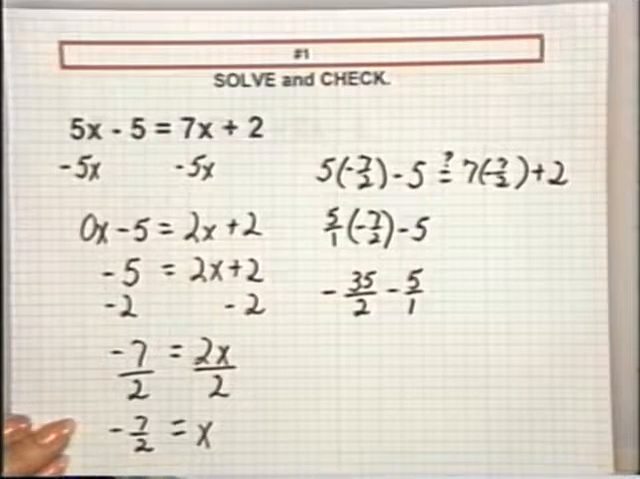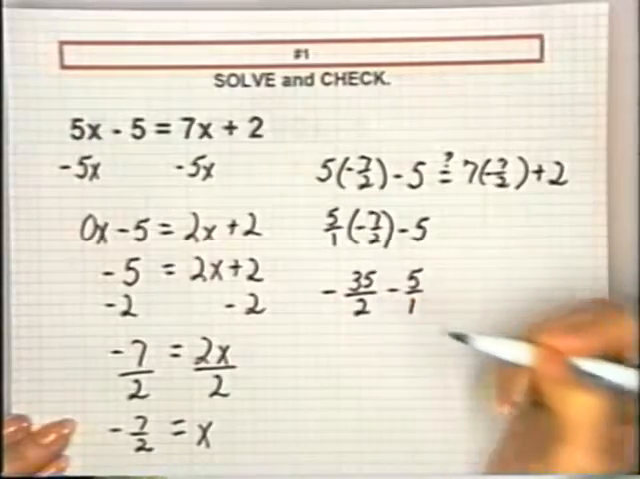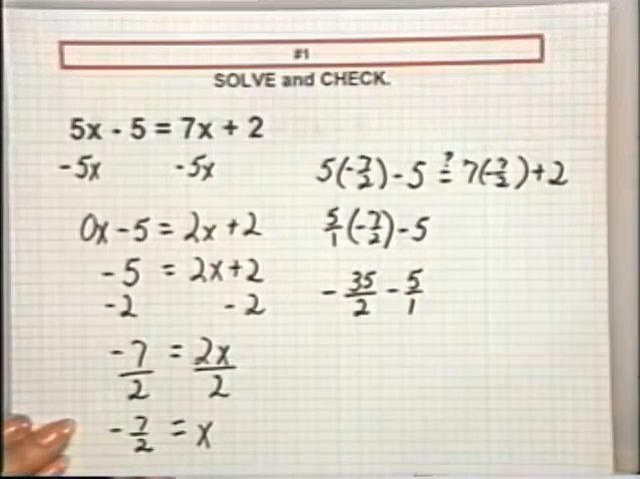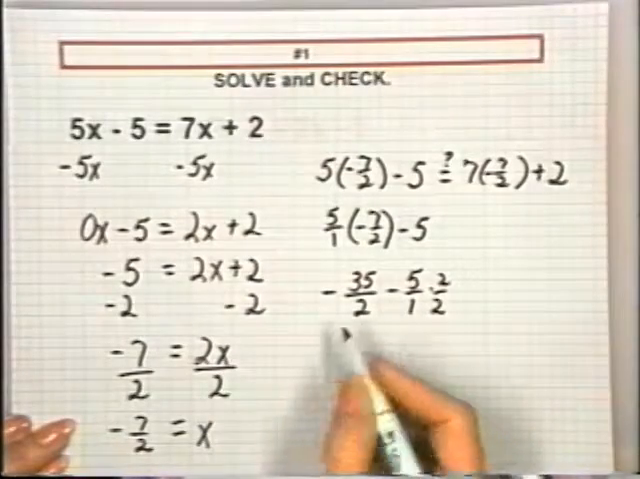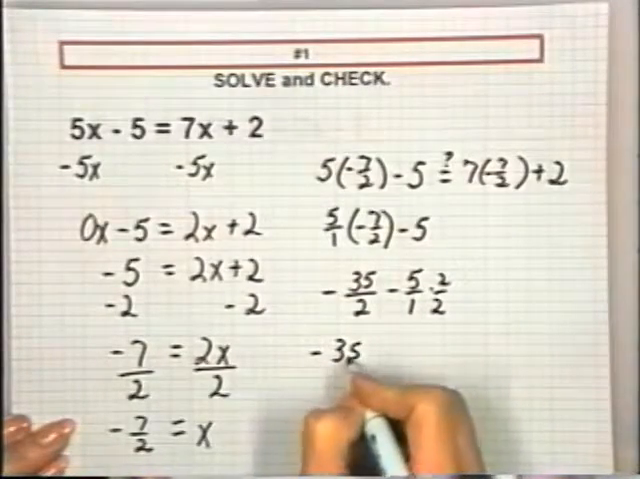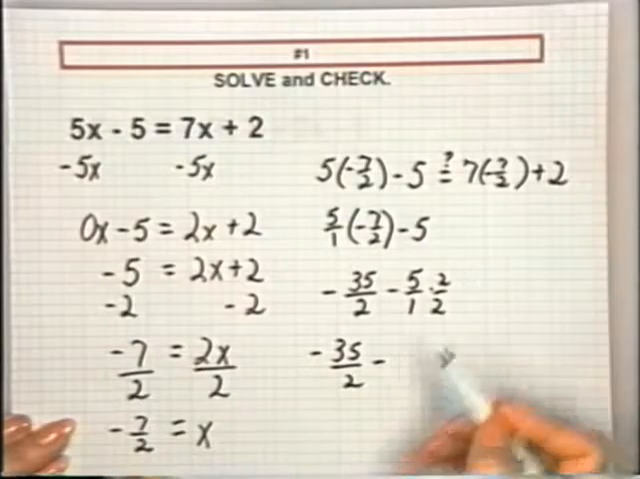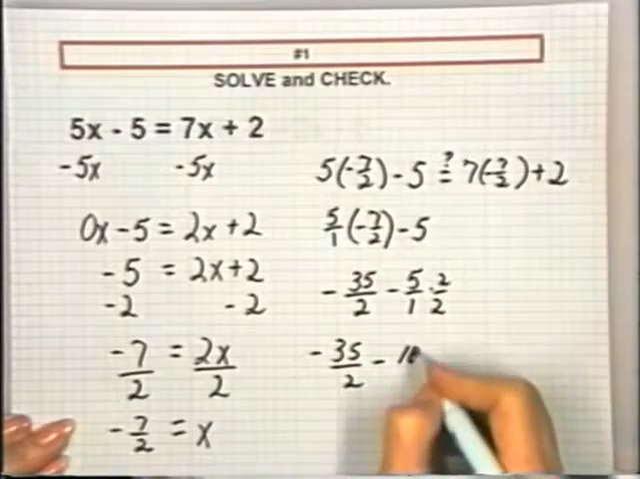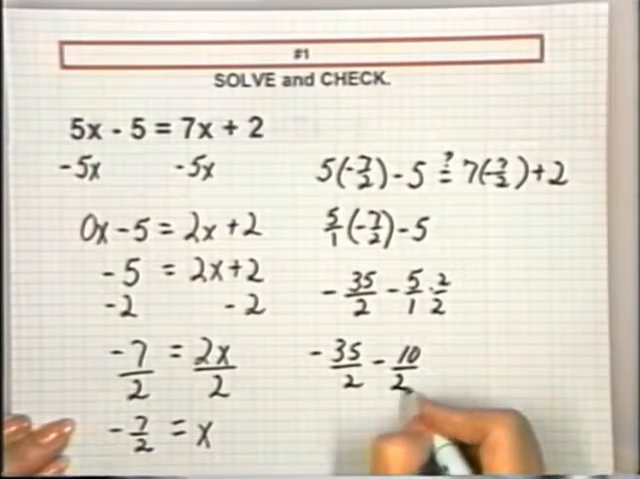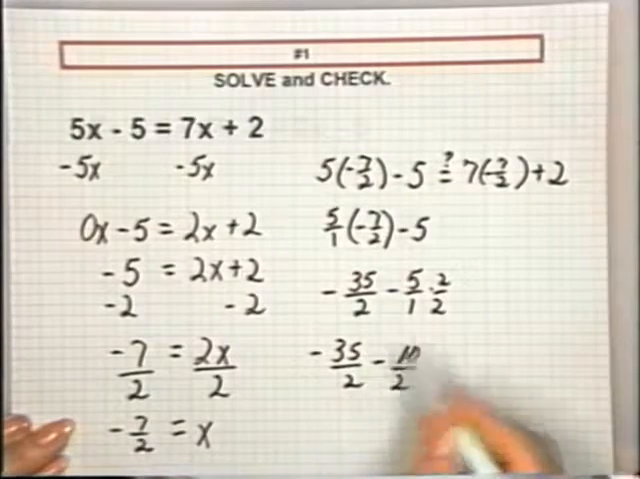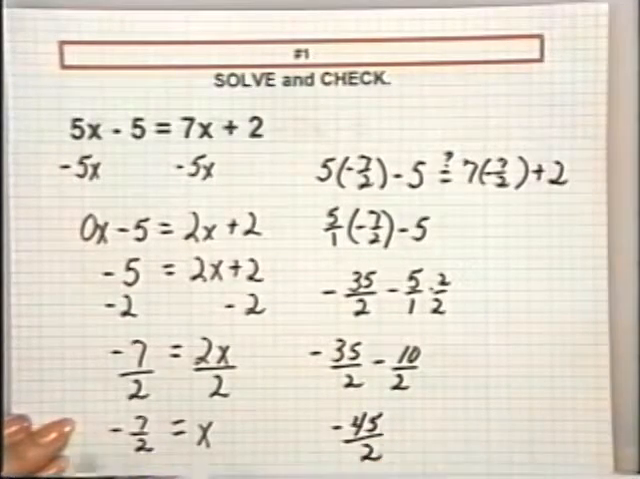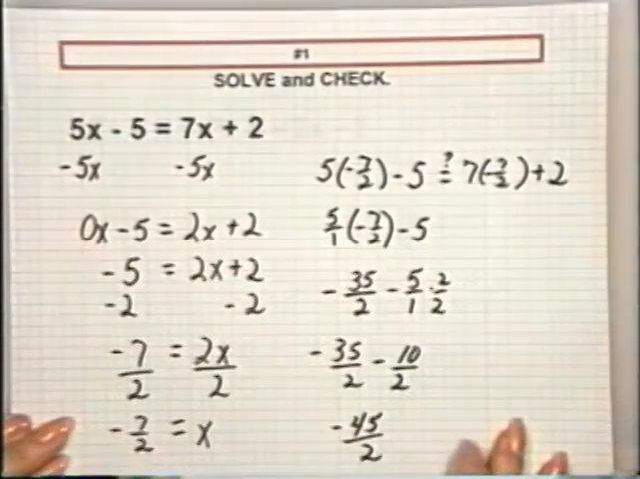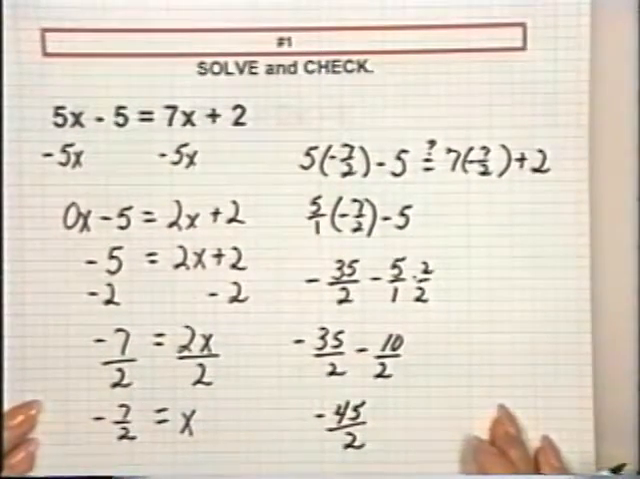I need an LCD. The LCD is 2. The 35/2 already has an LCD of 2. The 5 over 1 I will need to multiply by 2 over 2. So I will have -35/2 subtract 5 times 2 is 10. 1 times 2 is 2. -35/2 subtract 10/2 gives me a -45/2. Let's see if that's what I get on the other side of the equation.